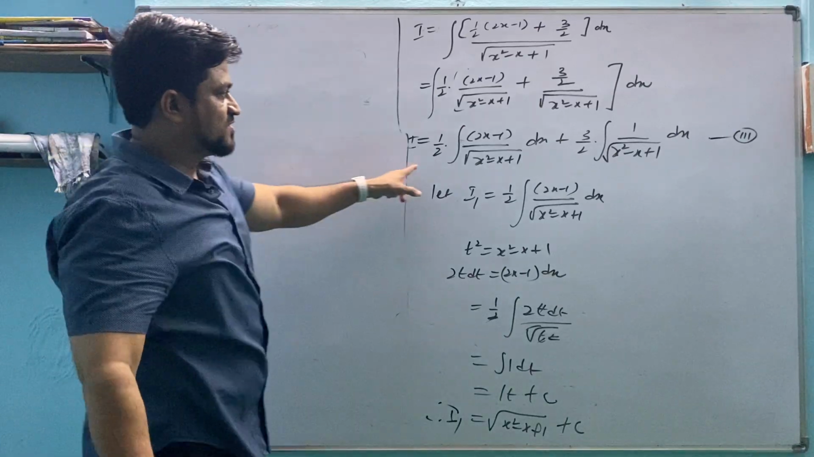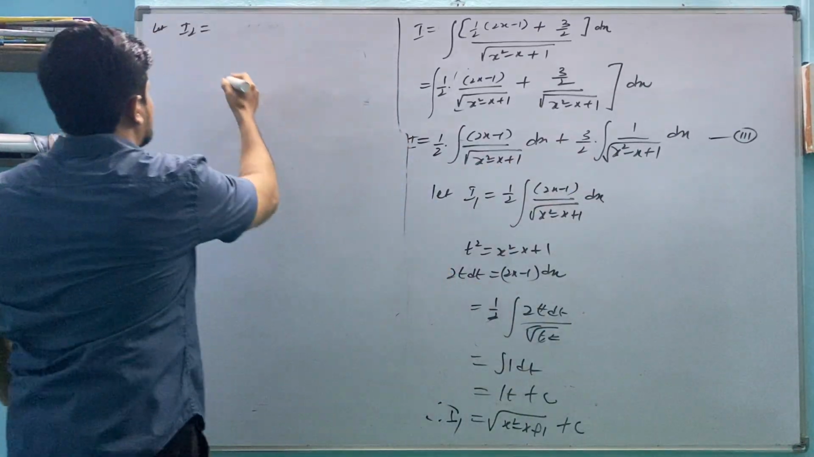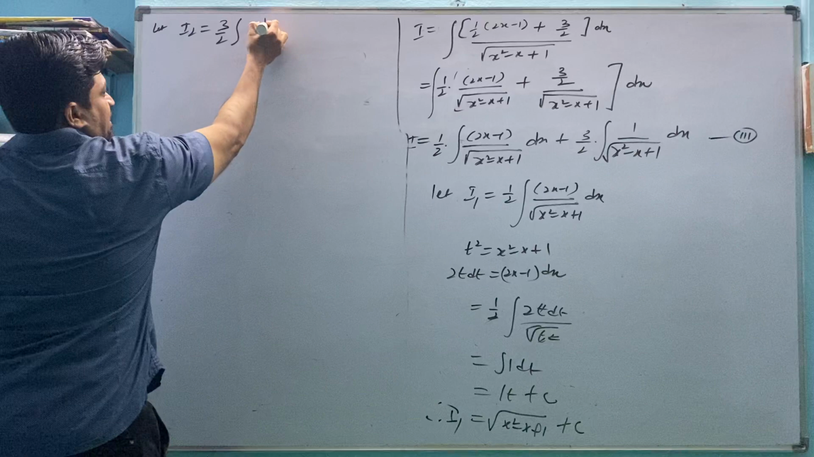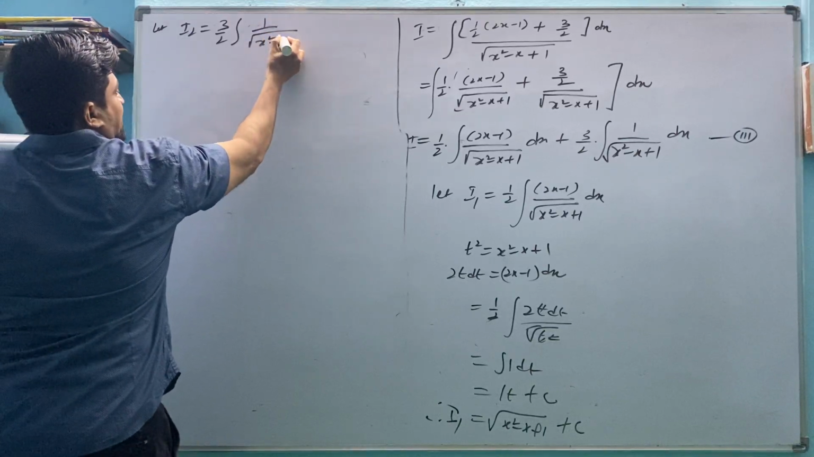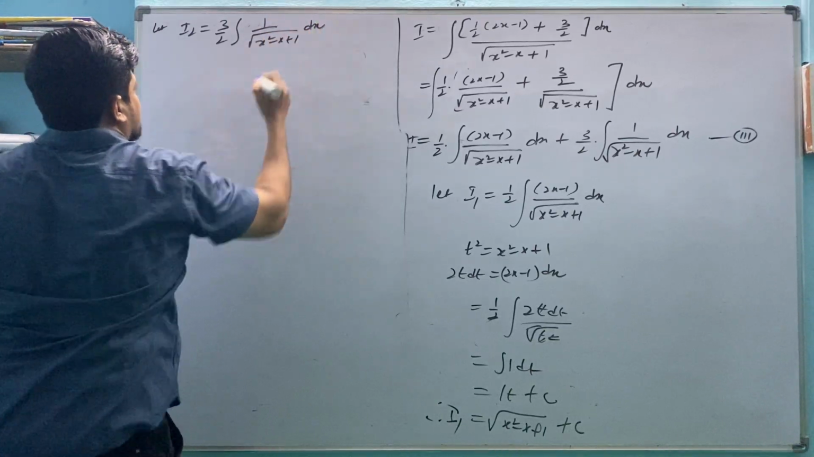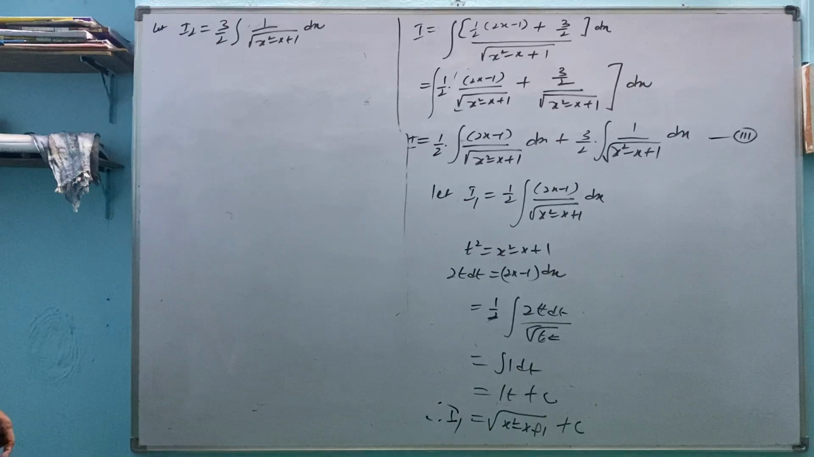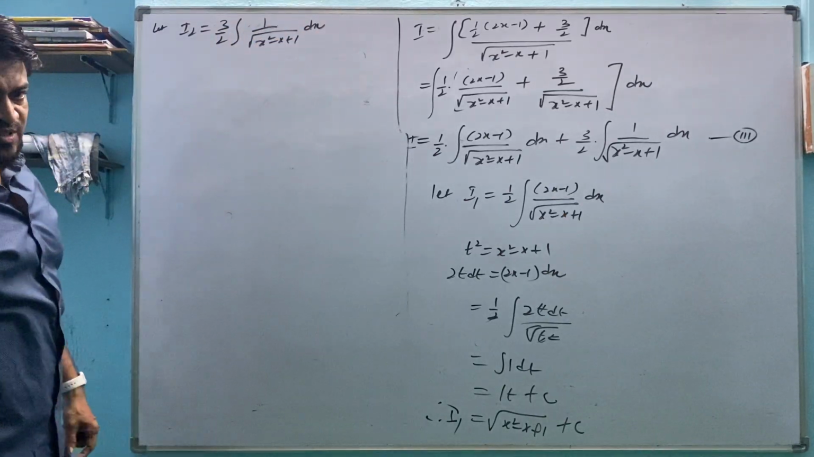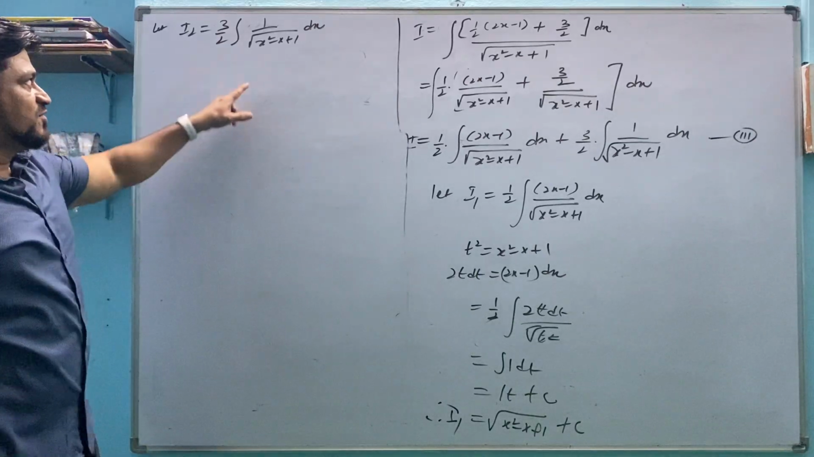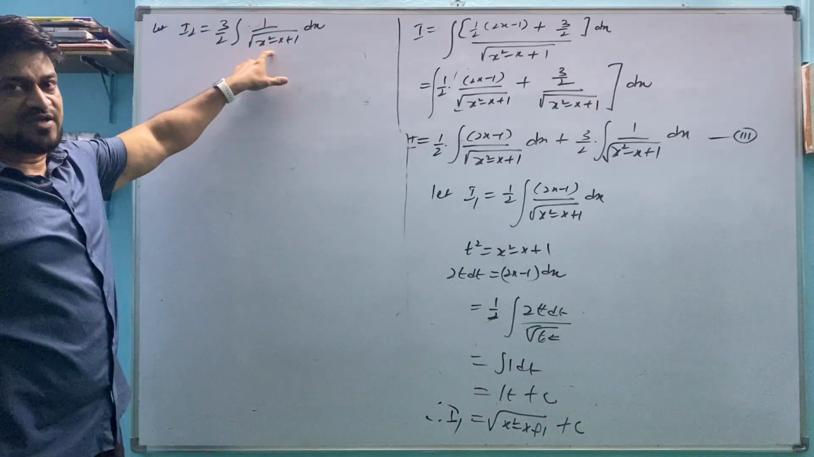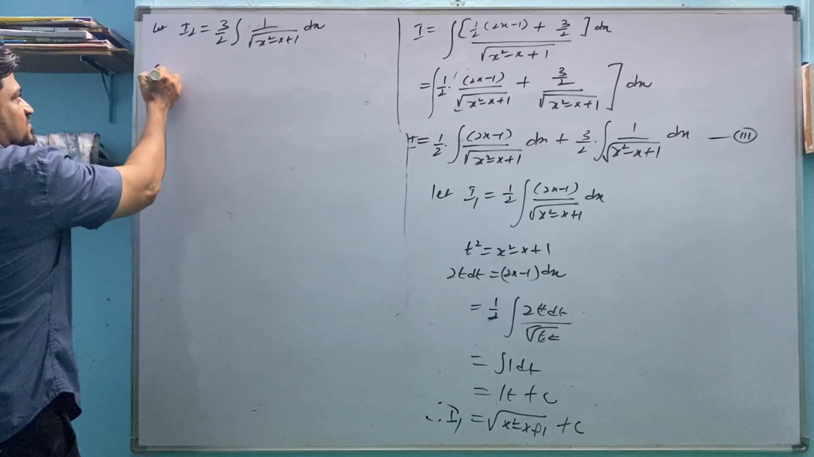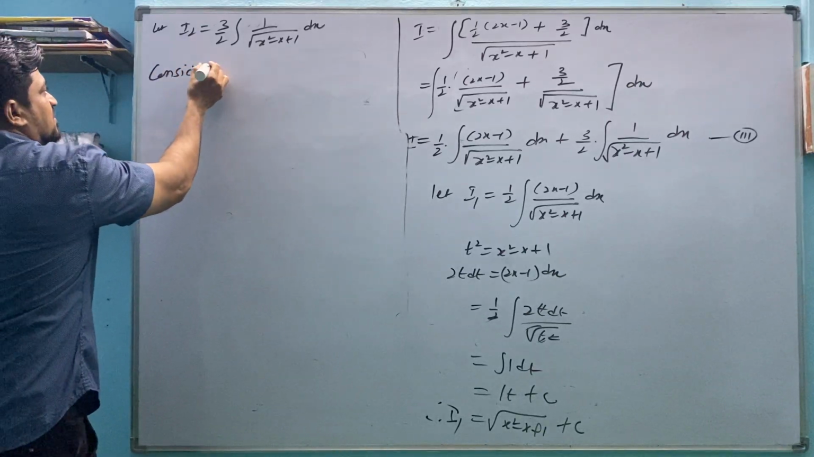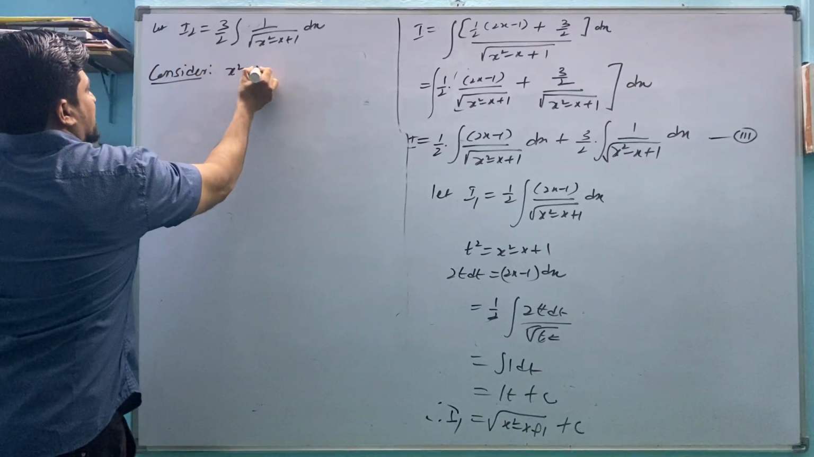Second part of this equation 3: 3 by 2 into integral 1 by root over x square minus x plus 1 dx. Now, this one looks like what? Perfect square method problem. I told you, whenever you find only the quadratic function part, we can consider the value x square minus x plus 1.